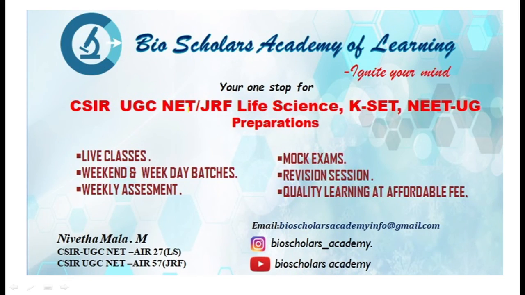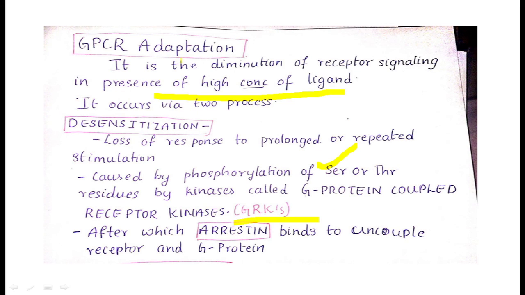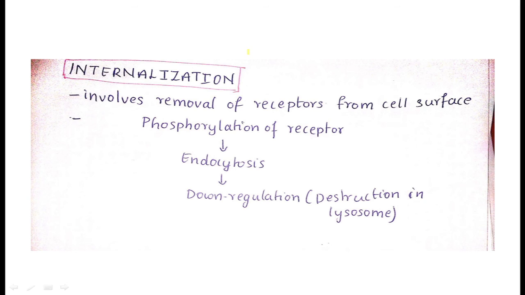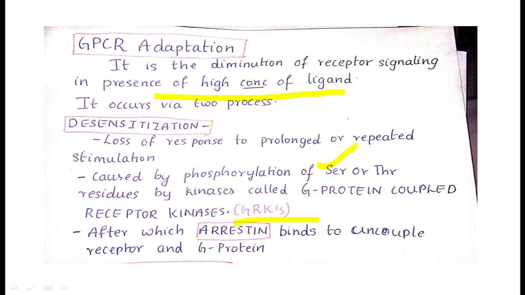So this part I will tell you again. What is GPCR adaptation? Why is it important? It is important so that the cell does not give continuous responses. It is not possible for the cell to always be in transcription or for the cell to be marked for apoptosis. It has to be regulated, right? And that regulation is called GPCR adaptation. It is done by desensitization as well as internalization. Desensitization involves phosphorylation of the residues, that is serine and threonine, and then arrestin goes and binds. It uncouples the receptor and G protein. The other one is internalization.